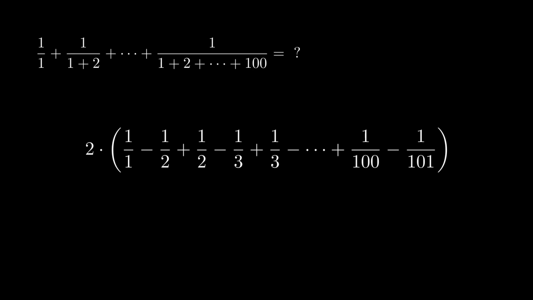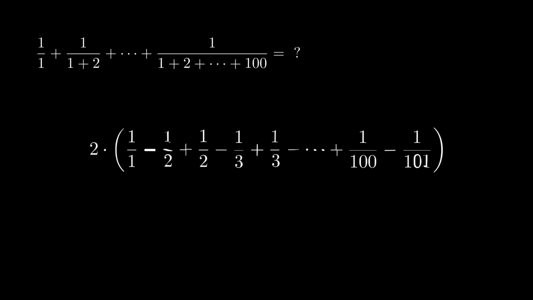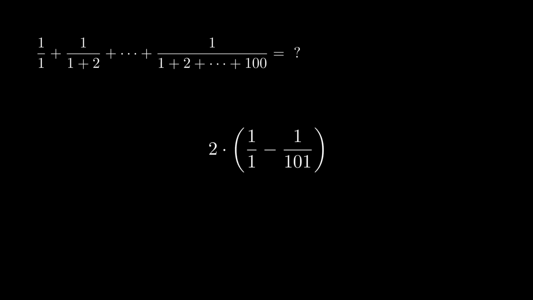So we can see that a lot of terms cancel out, like minus 1 over 2 plus 1 over 2, minus 1 over 3 plus 1 over 3, and all the way up to minus 1 over 100 plus 1 over 100. So basically almost all of the terms cancel out. And we would only remain with the first one, which is 1 over 1, minus 1 over 101, which is the last term. We only get two terms.